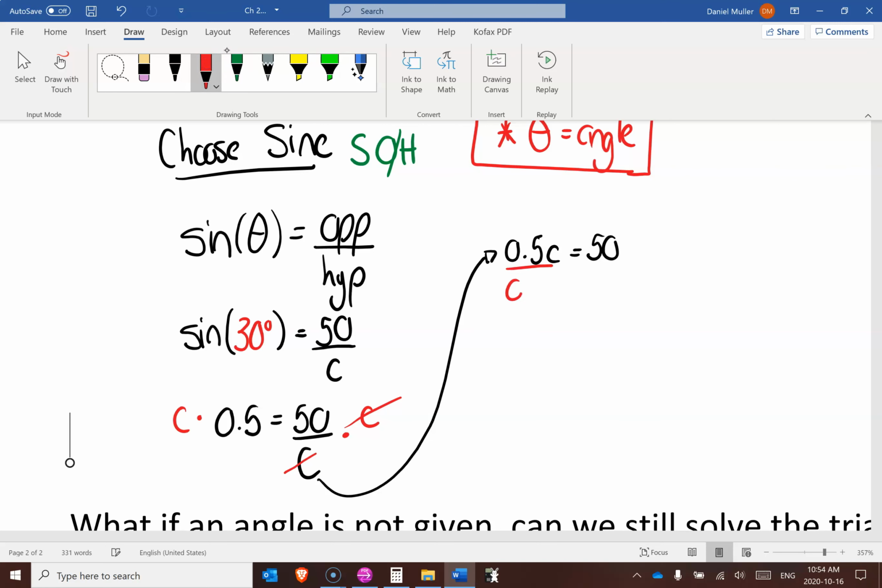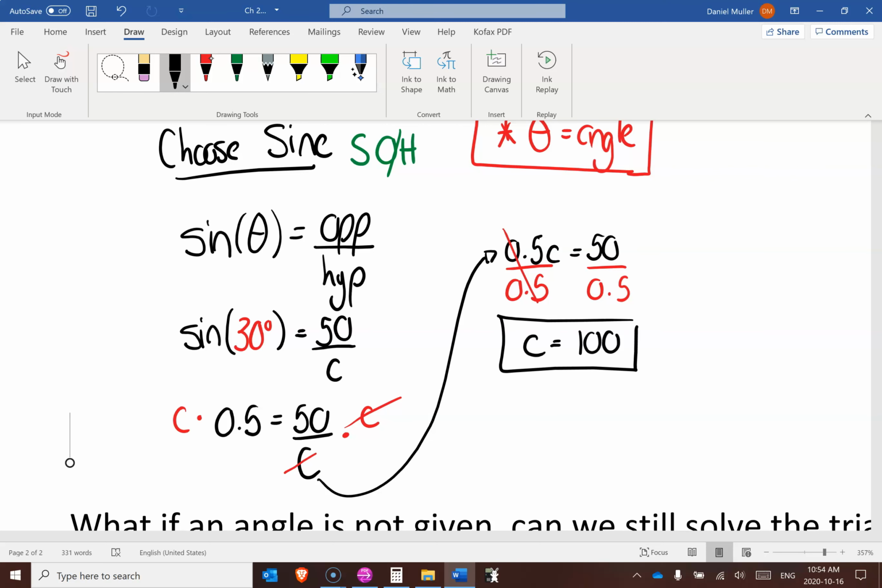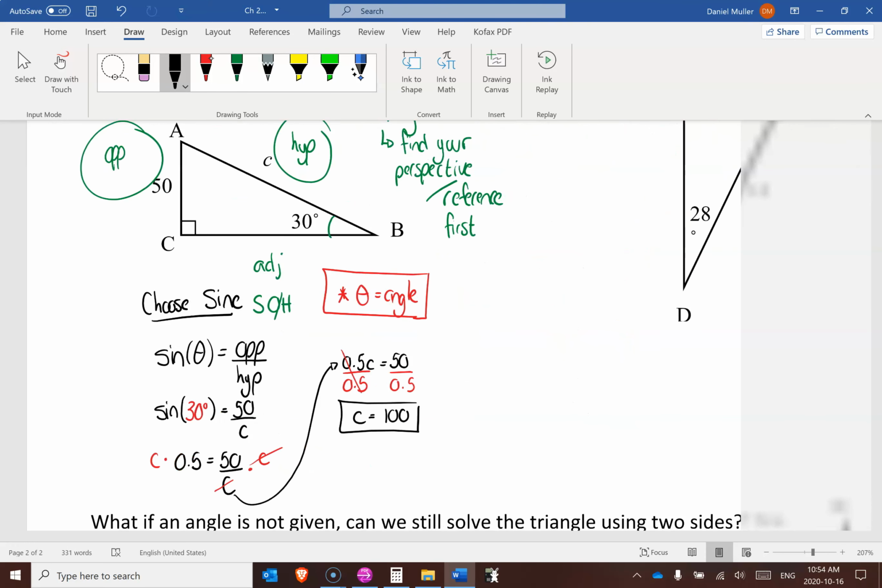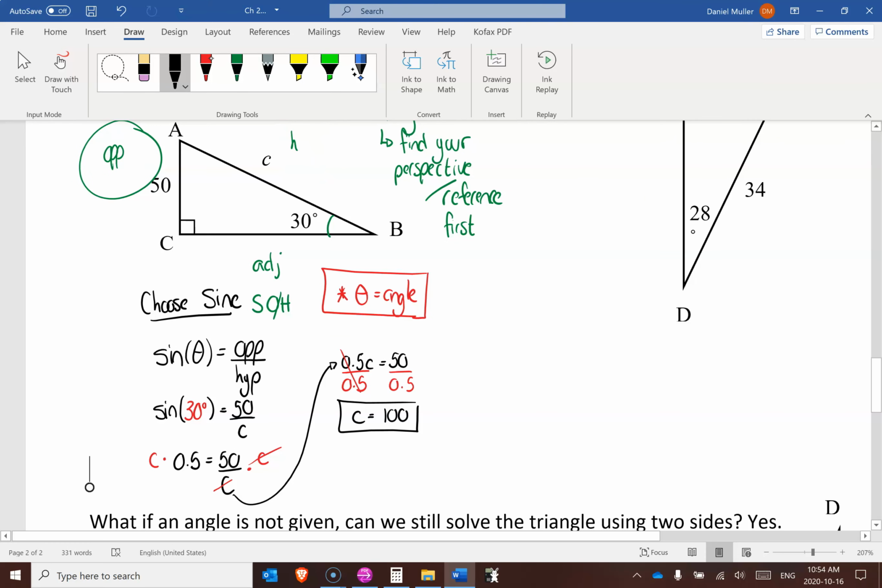And then I can divide by 0.5 and divide by 0.5. Those can cancel out, and c equals 50 divided by 0.5, and I know that to be 100. 50 divided by half is 100. So this side, I have found this hypotenuse here. I have found that it is 100.